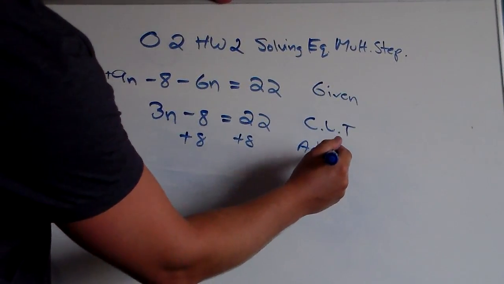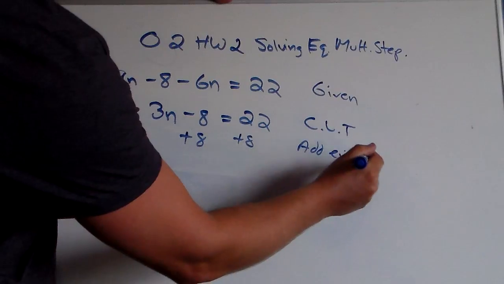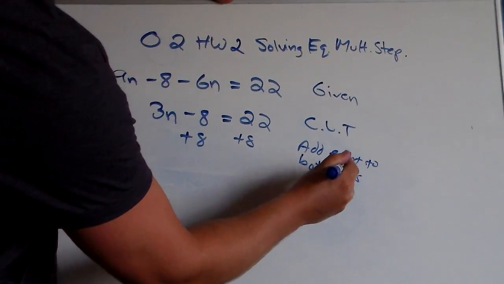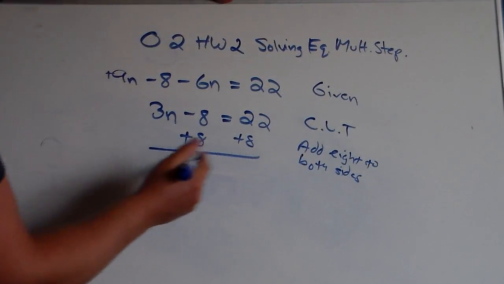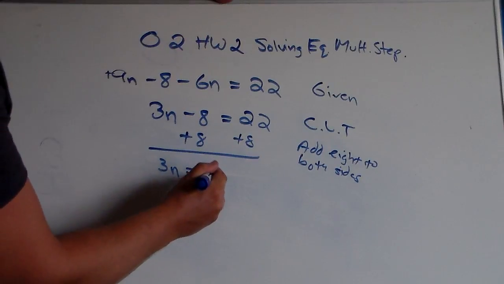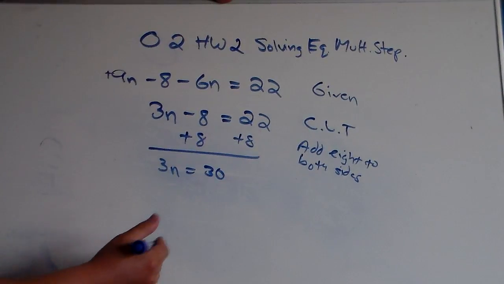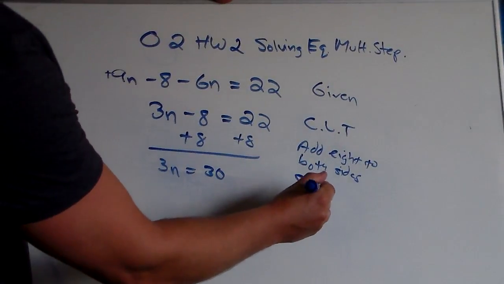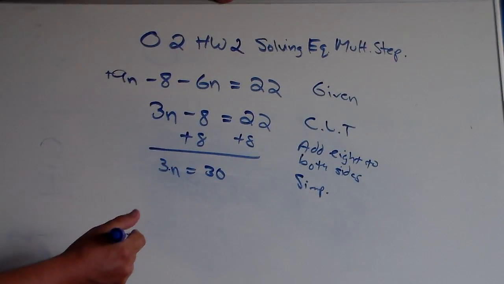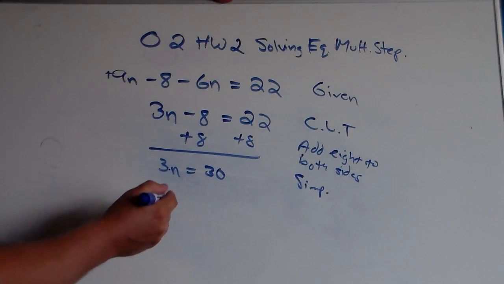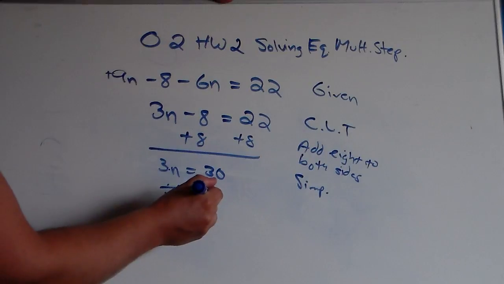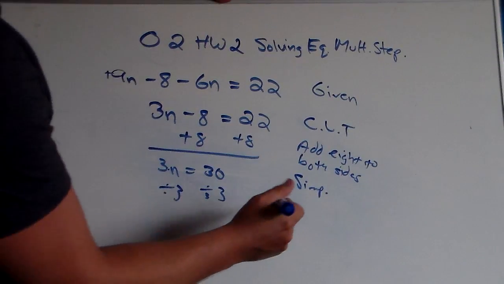So we add 8 to both sides of the equation. We get 3n equals 30. So we just simplify. Now this is 3 times n. The inverse operation of times is division. So you divide by 3 to both sides of the equation.